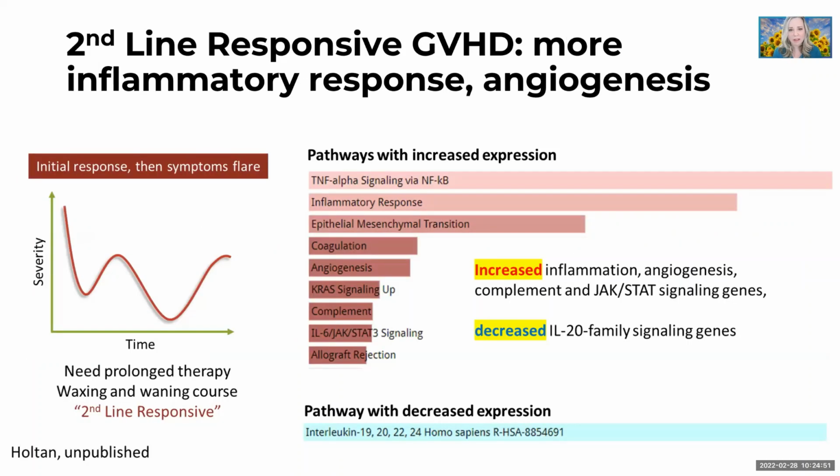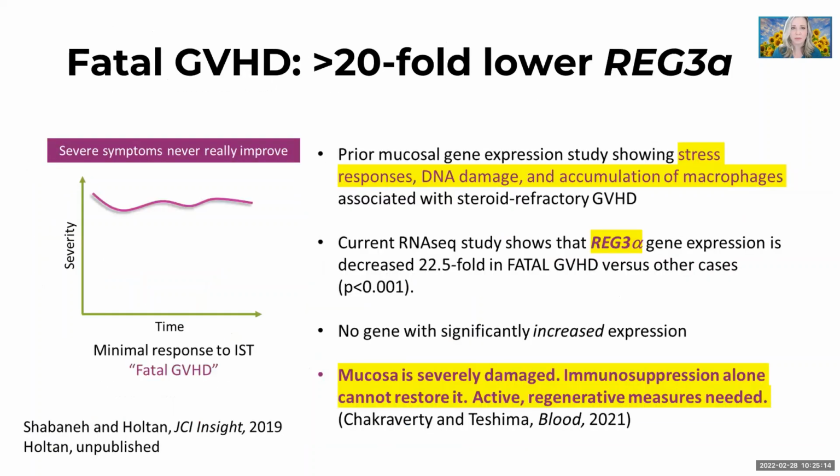And just basically what we're starting to see is in those who have second-line responsive GVHD, they do have a higher inflammatory response and increase in genes associated with angiogenesis. They also have decreased expression of IL-20 family signaling genes in second-line responsive compared to those who just have a complete response to first-line therapy.